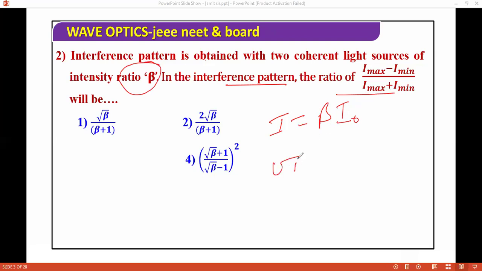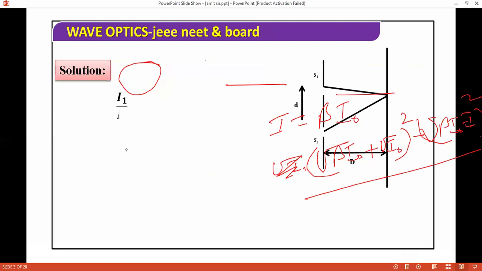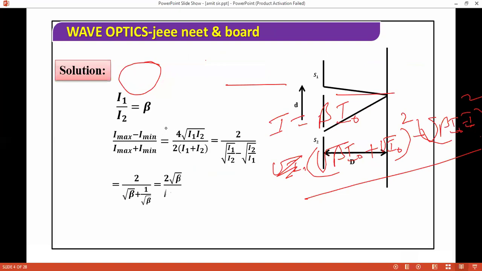This is root I naught, so I'm putting the value here. It will come like this: root beta I naught plus root I naught whole square minus root beta I naught minus root I naught whole square. In the same way the denominator will come with plus. If we expand it, see what we get. If you solve it, it will come automatically.